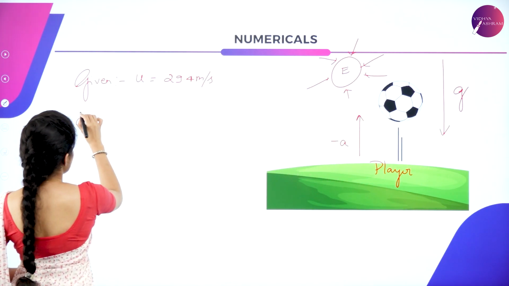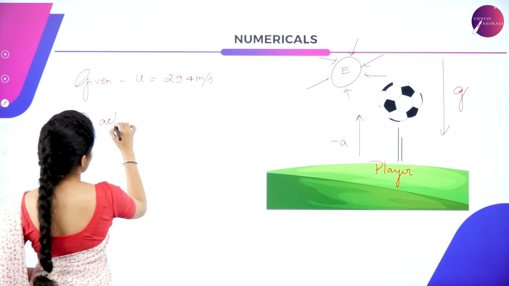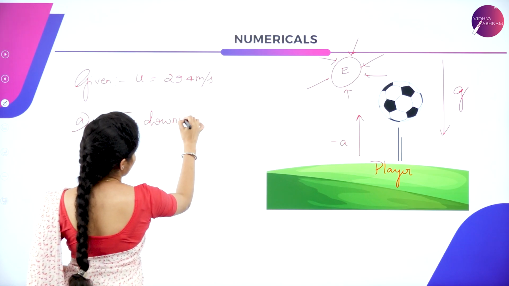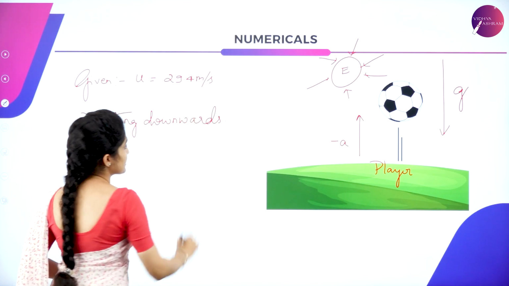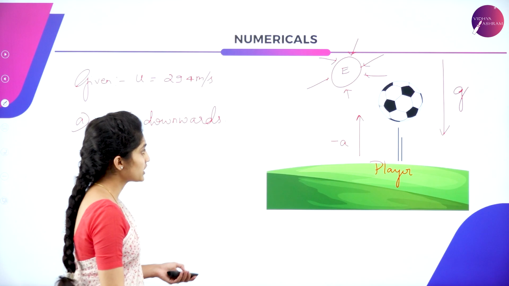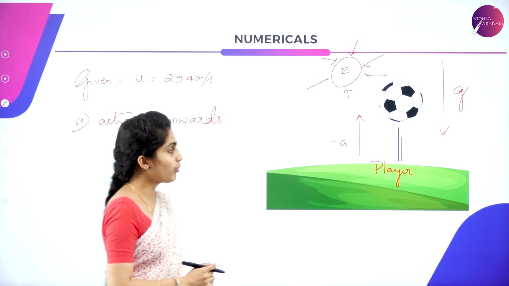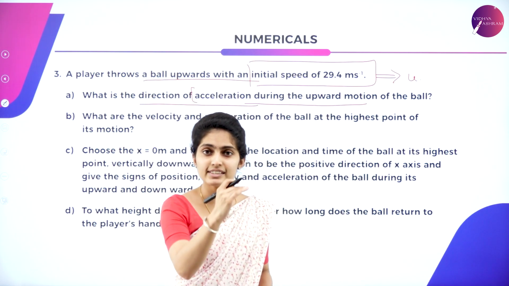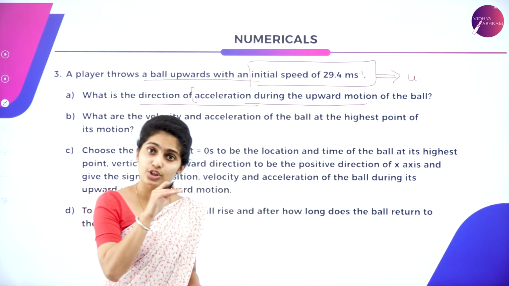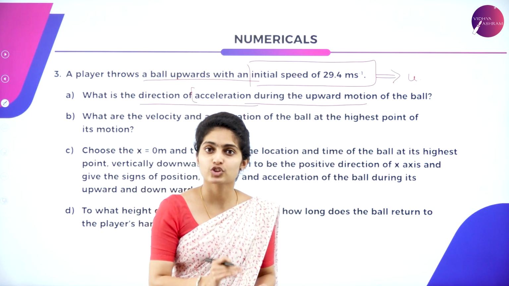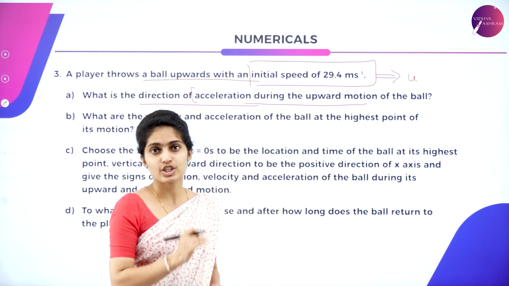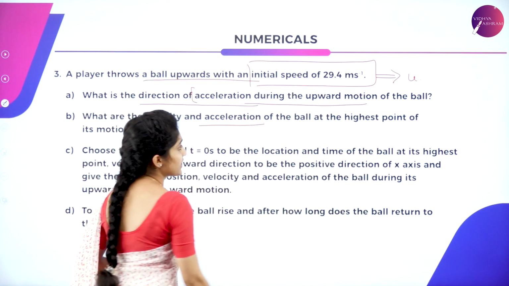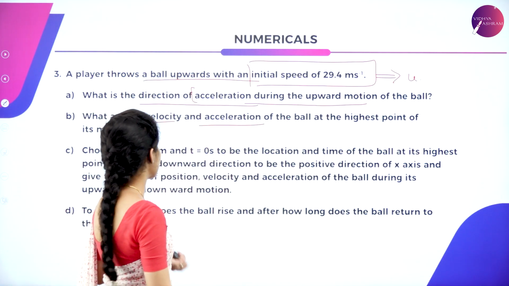So the acceleration is acting downwards. During the upward motion of the ball, the acceleration is downwards. Acceleration of the ball is said to be negative, minus a. Next is, what are the velocity and acceleration of the ball at the highest point of its motion?